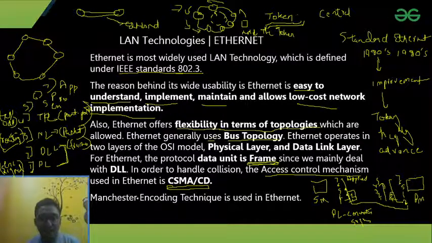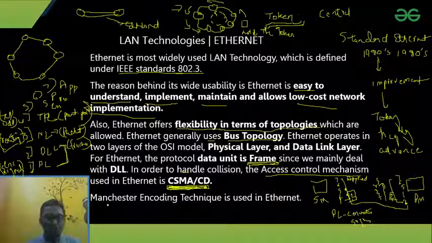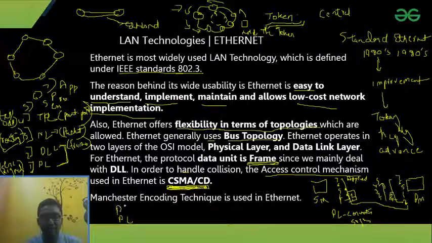So in Ethernet, for collision detection and to handle collisions, the CSMA/CD technique is used. The details of this technique, I think we will be studying in next week's lecture. CSMA/CD is one of the protocols in access control. Also, one more thing, as I already told you, Ethernet works on the physical layer as well as the data link layer.